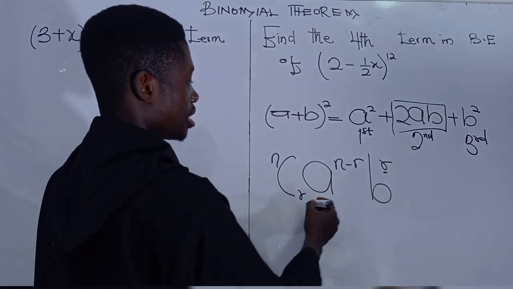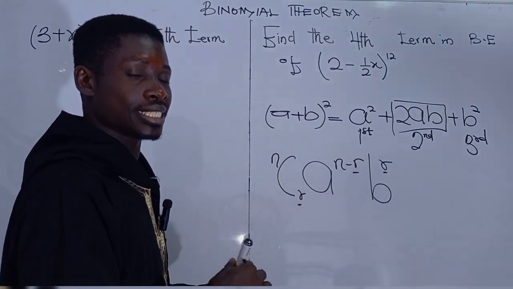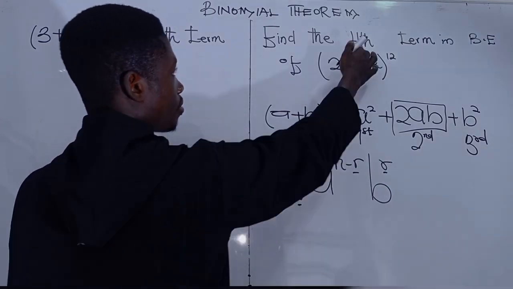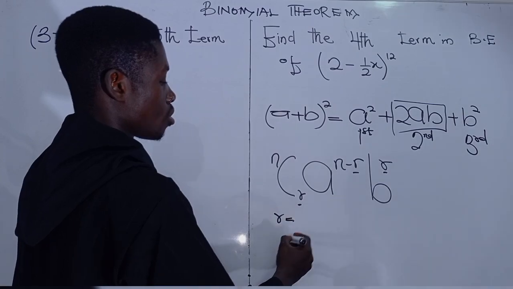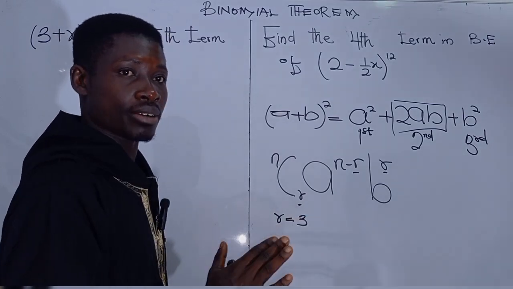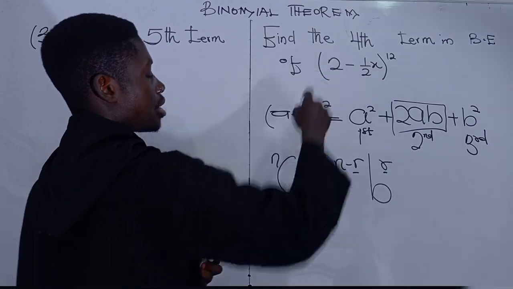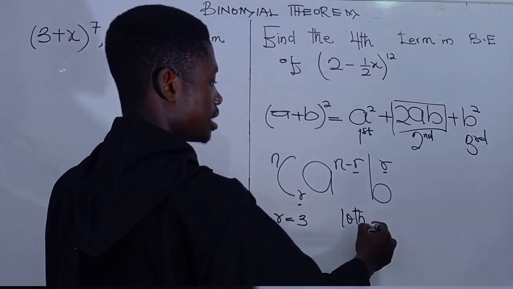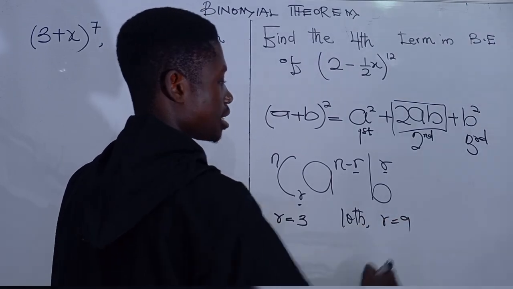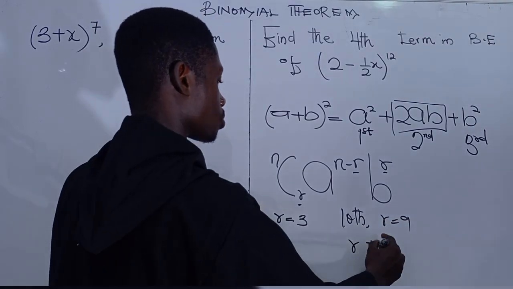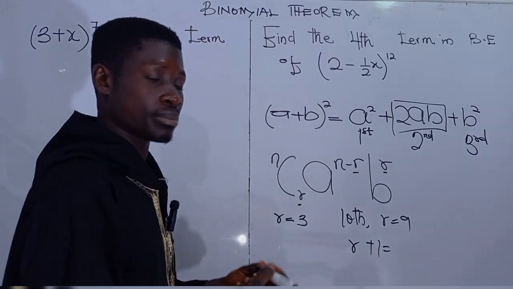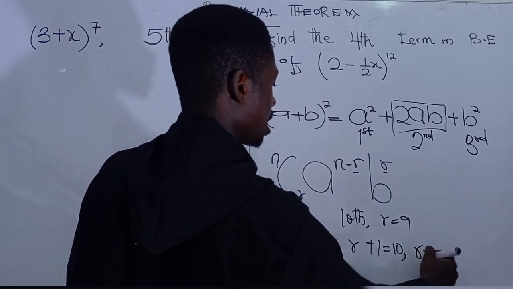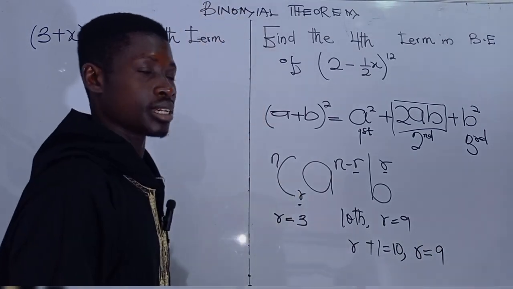The r is always one less than the term that we are looking for. So if we are looking for the fourth term, our r will be equal to 3. If we are looking for the 10th term, then our r will be equal to 9. So we use the formula r plus 1 is equal to the term that we are looking for. So for the 10th term, we can say that our r is equal to 9.